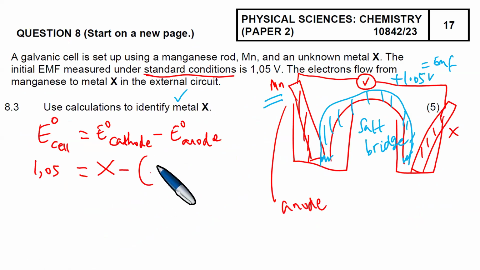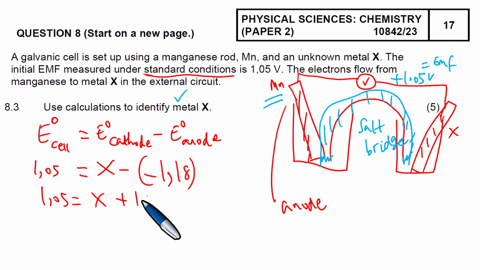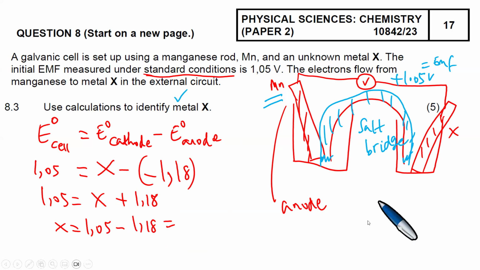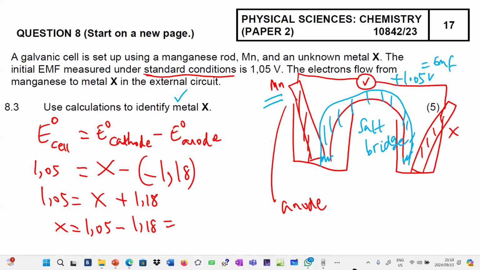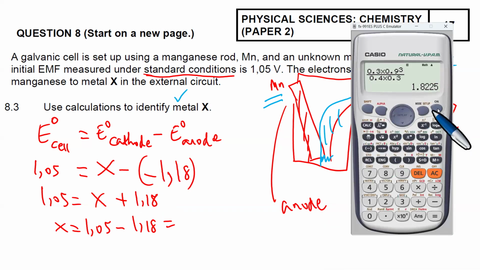Now let us move to this one here. So we said manganese is the anode, and we read from the table that its reduction potential is minus 1.18. Let us solve for X. 1.05 is X plus 1.18, and we need to solve for X because they said identify the metal X, and therefore you have 1.05 minus 1.18. This paper was written last year by the chemistry learners. Please make sure you are able to follow these, both of you guys, because it is very, very important.